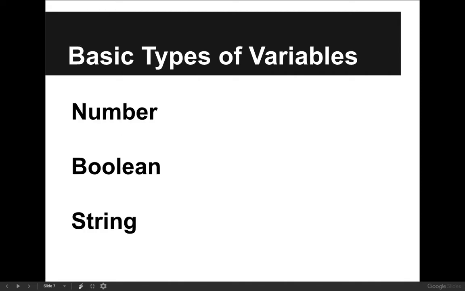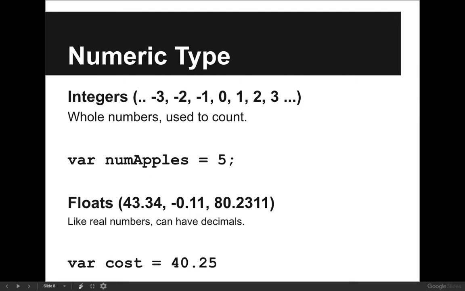So there's three basic types of variables. You have numbers. You have booleans, which are true or false values. We will look at that in just a minute. And you have strings, which are letters, sentences, paragraphs, anything with words. Okay, and it can also be a mixture of numbers and letters. So these show the integers, different types of numbers. Floats are numbers with decimals.